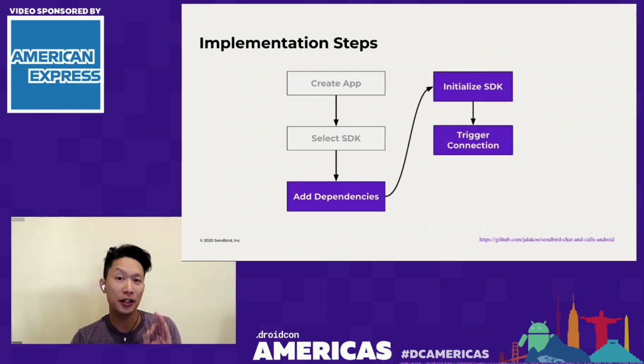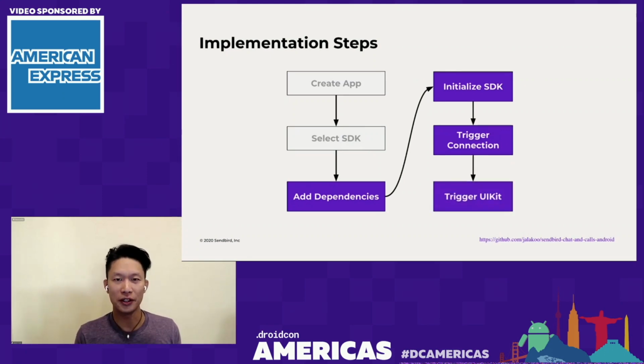Then we will trigger a connection to Sendbird. Once that connection is successful, you can then trigger UIKit. Once UIKit is triggered, that's it. UIKit can handle the rest of the UI experience from there. You don't have to add in any additional activities. You don't have to add in any sort of functions or additional graphic icons. It's all included inside UIKit.